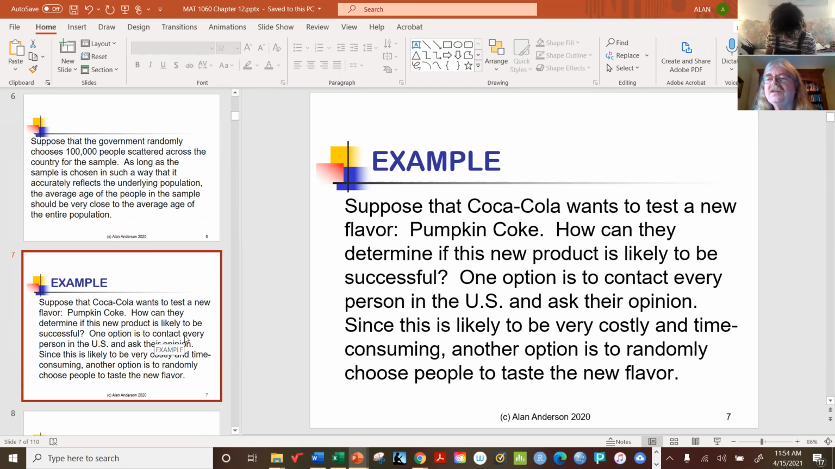So what they could do is visit every single person in the country and ask their opinion about the pumpkin Coke. And they'll get a very accurate result. But how long would that take? Forever. It would be very expensive. So do they really need to do this? No. So what might they do instead?